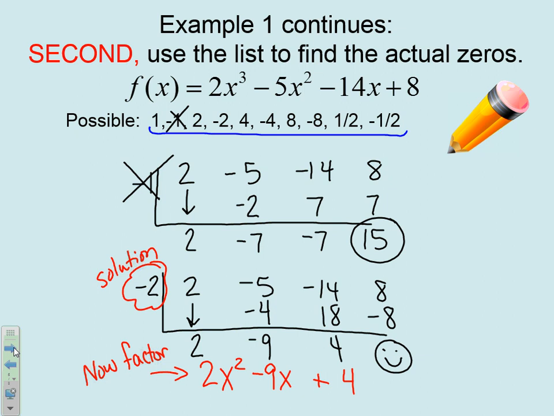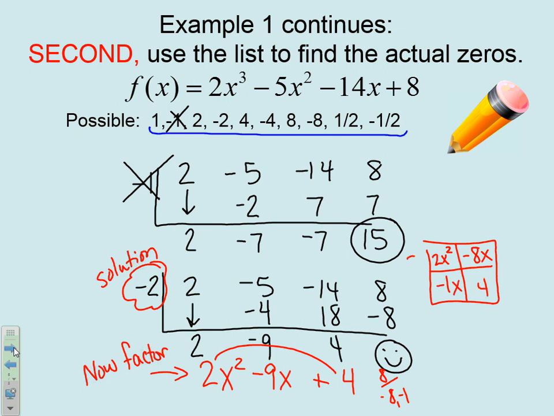So if I'm going to factor this trinomial, I'm going to do the AC method. 2 times 4 is 8. What multiplies to make 8 and adds to make negative 9? Negative 8, negative 1. I'm going to set them up in the 4 squares here to the side. So 2x squared, negative 8x, negative 1x, and 4.